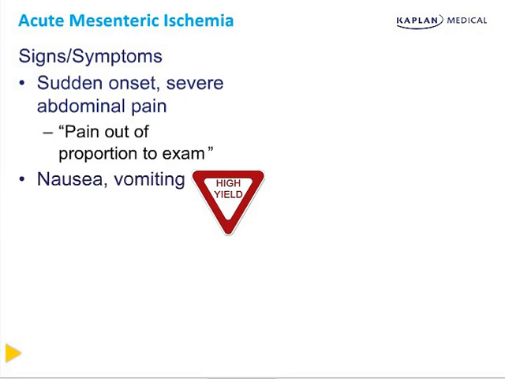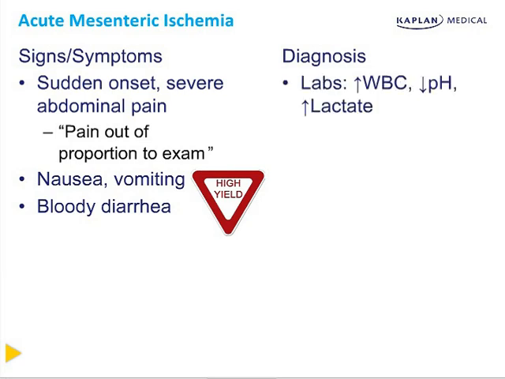Patients may also present with nausea and vomiting, and bloody diarrhea can be a delayed finding. Diagnostic indicators of acute mesenteric ischemia include an elevated white count and a lactic acidosis that results when the bowel must resort to anaerobic respiration because oxygen cannot be delivered distal to the clot, leading to the production of lactate.